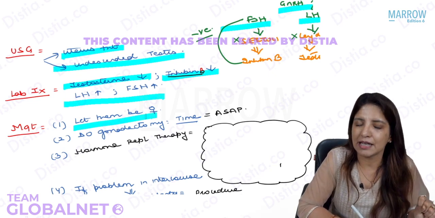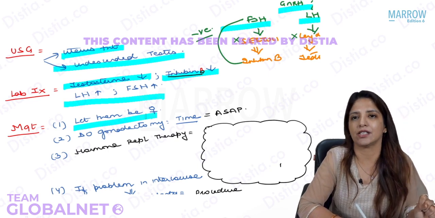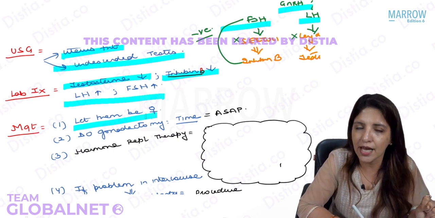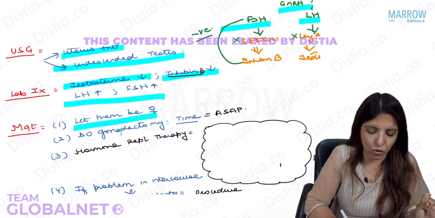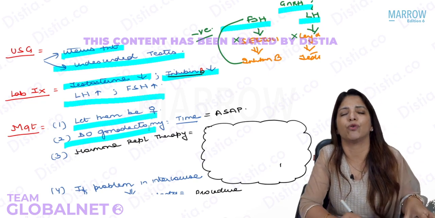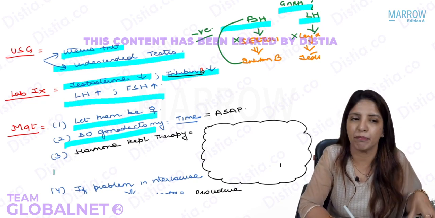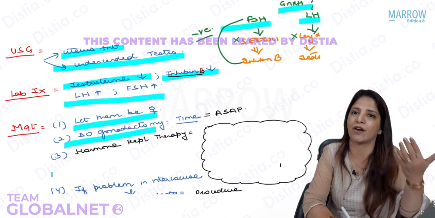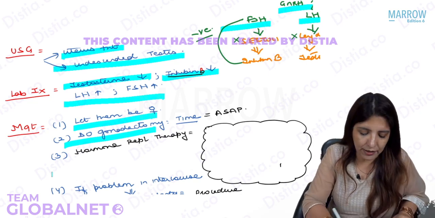Now, the second thing is that I know that they have undescended testes, and undescended testes have high chances of malignancy. So I'm going to advise them gonadectomy. And what time should I advise them? I should tell them that they should get the gonadectomy done as soon as possible because these undescended testes have high chances of malignancy. Third thing.